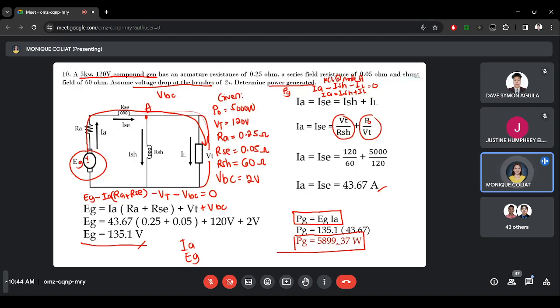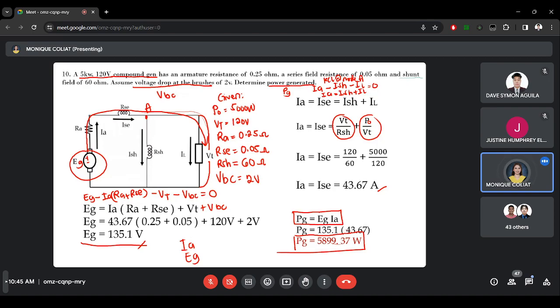So, yan. And then, PG is greater than PO because PG is on the input side and PO is on the output side. So, bago pa mailabas ang PO, si PG nabawasan nang nabawasan ng mga losses. Okay? So, tingnan ninyo, ang ating PG, 5,899. Ang PO, 5,000 na lang.